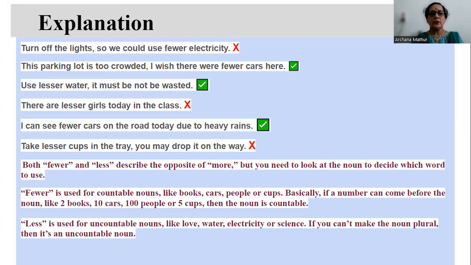There are lesser girls today in the class. No, there are fewer girls today in the class. I can see fewer cars on the road today. Yes, because cars are countable, so they are fewer. And if I say take lesser cups in the tray, no, that's wrong because cups are countable. So it should be take fewer cups in the tray. You may drop the tray on the way.